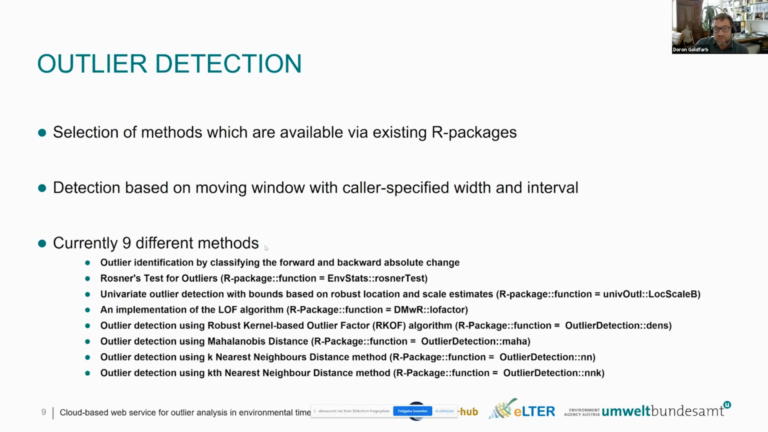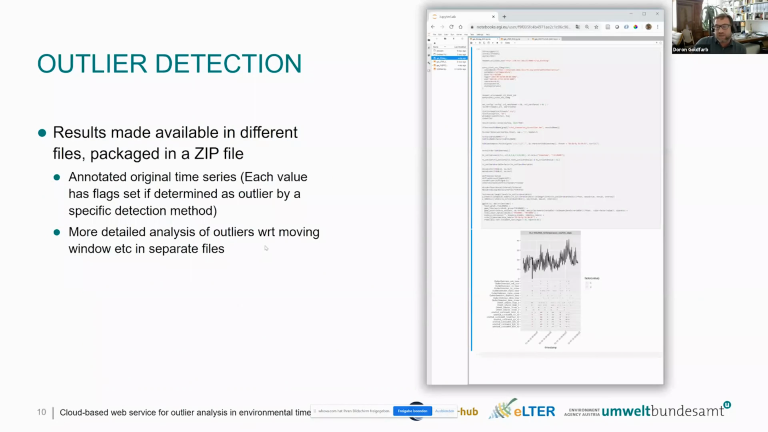So this is, of course, a work in progress. Currently, these are mainly univariate methods. And of course, the idea is to extend it, also by asking users what they would like to have. The results, once the outlier detection is finished, are currently only provided via a zip file. On the one hand, it contains the time series data annotated with flags, as mentioned before, but also additional files showing more detailed information returned by the individual outlier detection methods.